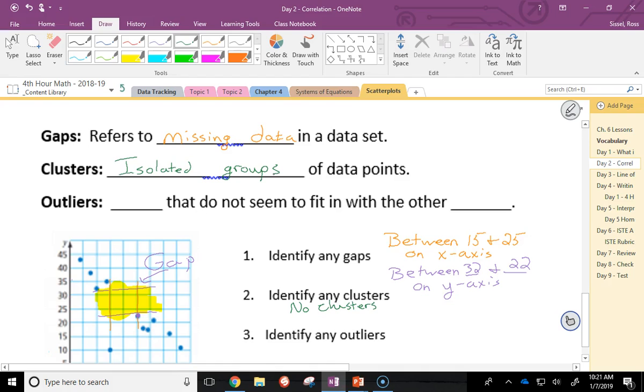And an outlier. Last one we're going to describe. Does anyone know what an outlier is? Yes. Own little dot. Yeah. Outliers are, we're going to say, points that do not seem to fit in with the other points. You've heard of like an outsider. An outsider doesn't really hang out with the rest of the group. Well, an outlier is the same thing. It doesn't really stick with the rest of the group.